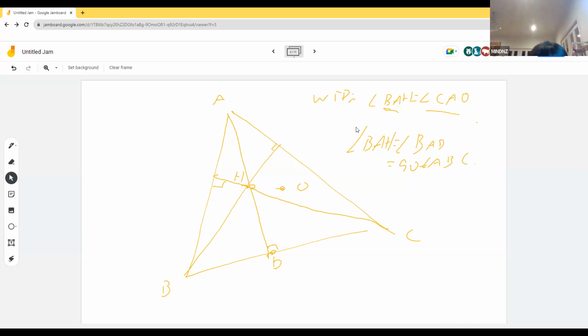And angle CAO is equal to 180 minus angle AOC over 2. Because O is the circumcenter, it's equidistant from the 3 points. So AOC is isosceles. And AOC is equal to 2 times angle ABC. Therefore, CAO is equal to 90 minus angle ABC. Then we notice it's the same thing, set it equal. That's how you solve this problem.